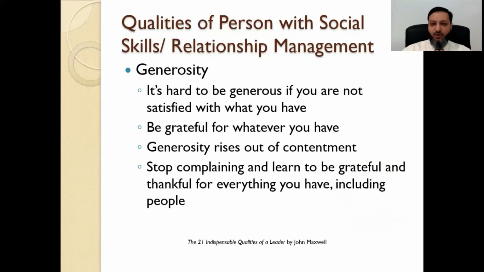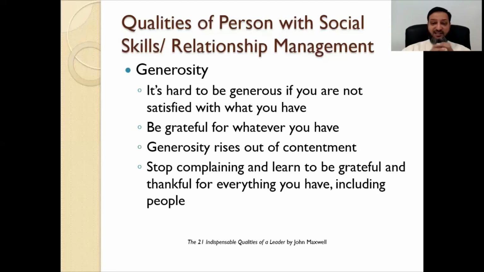Okay, another quality of a person with social skills includes being generous, right? The thing with generosity is that you have to be satisfied and content with what you have in order to be generous, right? Because it's hard to be generous if you're not satisfied with what you have. You have to be grateful and thankful for what you have, because generosity arises out of contentment.